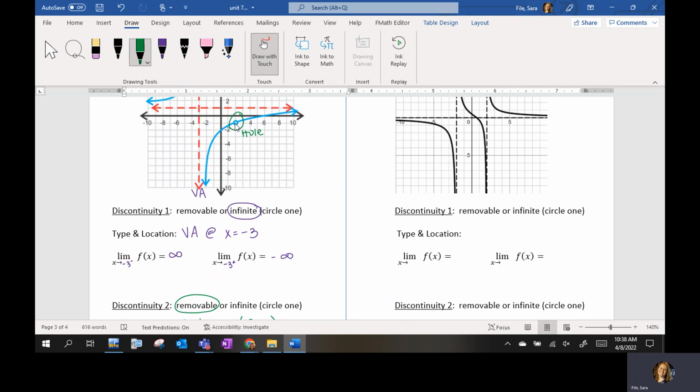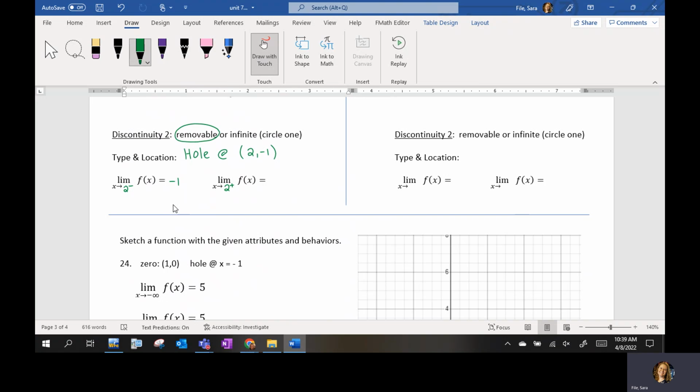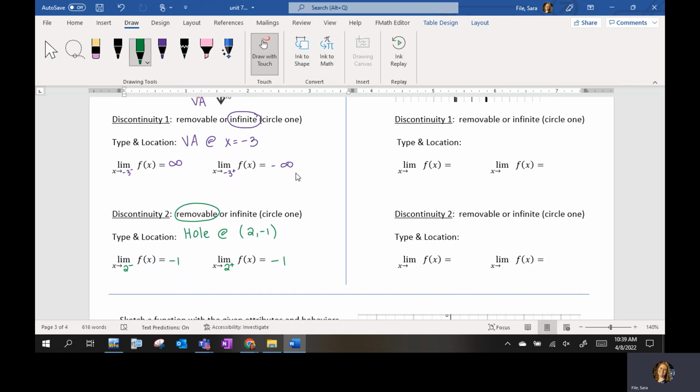As I approach this hole from the left, as x gets closer and closer to 2, what's y getting closer and closer to? What is the y value approaching as I get closer to this hole? It's not infinity or negative infinity. It's approaching a specific y value. It's -1, the y value of the hole. From the left, it's doing the same thing. If it's a hole, you're approaching the y value of the hole. When it's an asymptote, you're going up or down forever. Does that make sense?